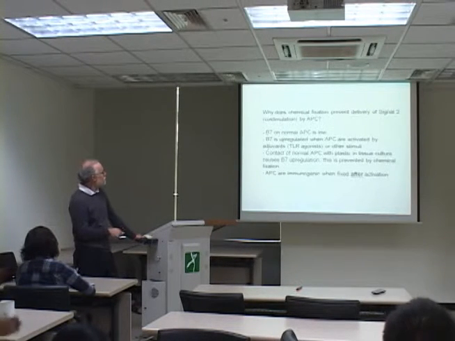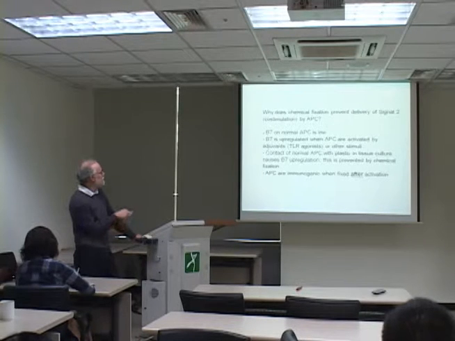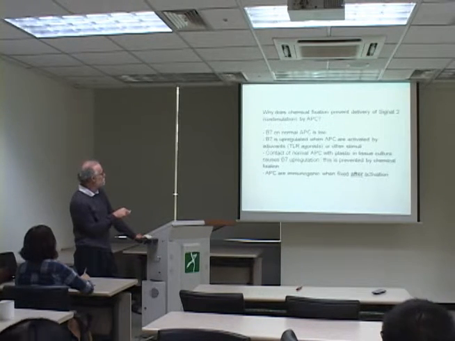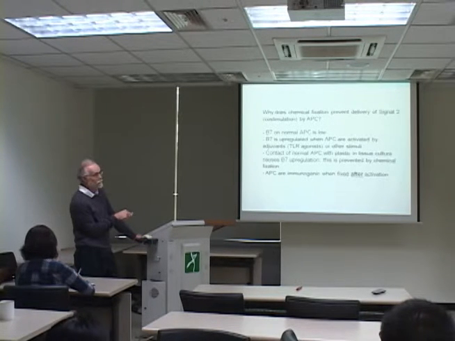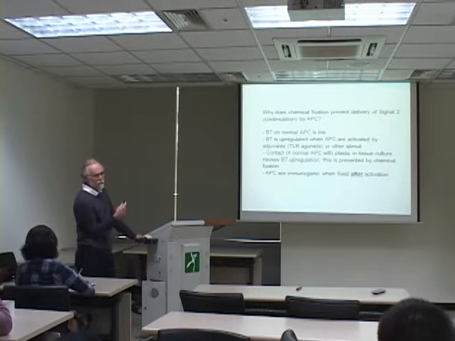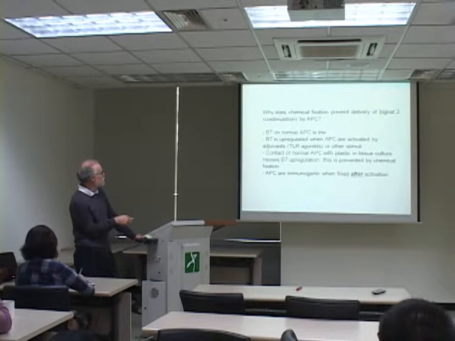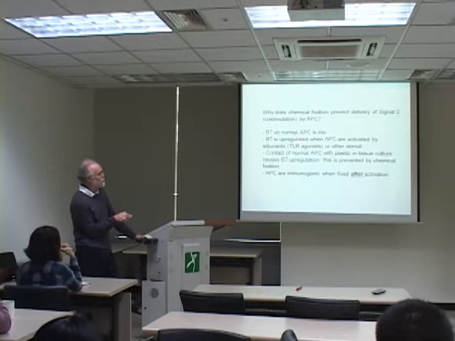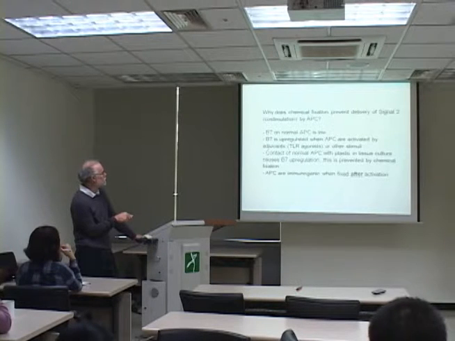So what we think is probably going on here, the question is, well, why does chemical fixation prevent the delivery of signal 2? And here it's important to bear in mind that, as I'm sure you've heard in previous lectures, the expression of molecules like B7 on normal APCs, on immature dendritic cells, is low. And so it's not sufficiently effective to generate a good immune response. What happens during a normal immune response is the B7 is upregulated to a high level. So you get a high expression of signal 2.